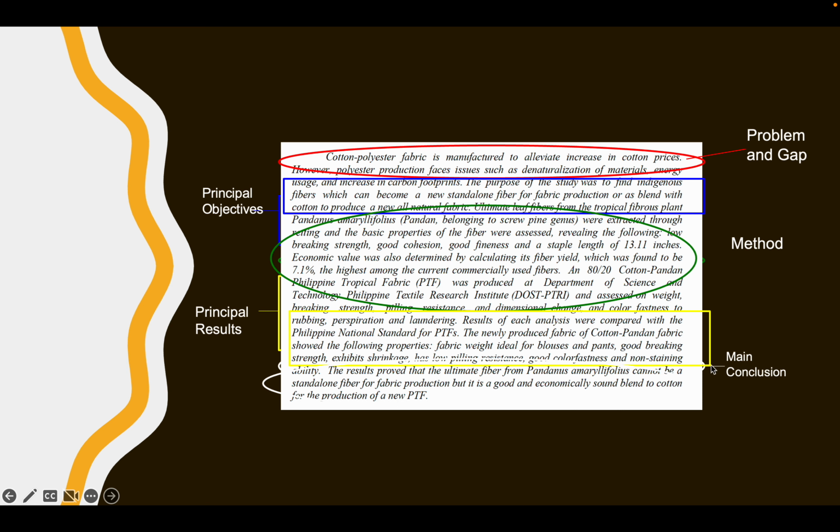What is the main conclusion? The main conclusion is that the result proved that the ultimate fiber from Pandanus amarylifolius cannot be standalone fiber for fabric production, but it is a good and economically sound blend to cotton for the production of a new Philippine tropical fabric. So that is the example of an abstract.